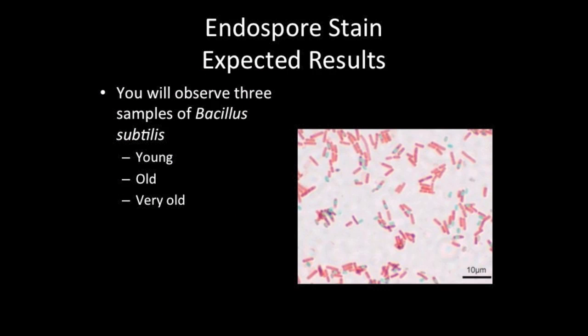In your lab session, you will prepare 3 bacterial smears of Bacillus subtilis. Your 3 samples will vary in their age. You will have a young sample, an old sample, and a very old sample. The old and very old samples have been left in the same media for an extended period of time, so it would be expected that the bacteria in those cultures would have exhausted most of their nutrients. The lack of nutrients, if you recall, is a trigger for sporulation. Based on this information, you should see more endospores present in samples as they age.